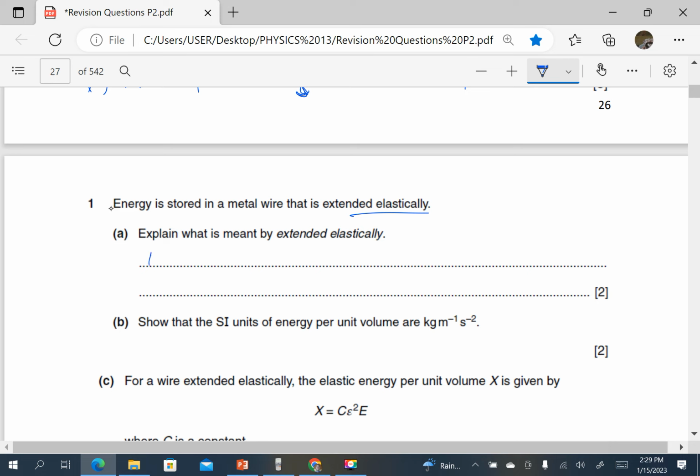So the wire returns to its original length when the load is removed. So when the force is removed and the material returns to its original length, then we say it is elastically deformed. If it does not return, then we say it is plastically deformed.